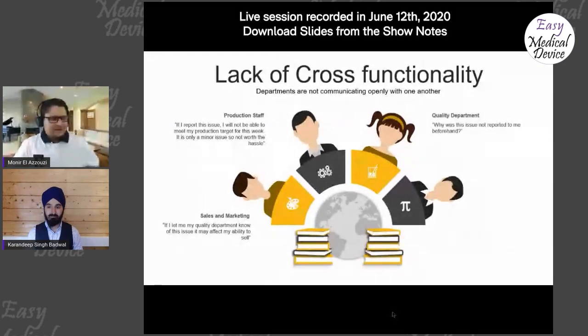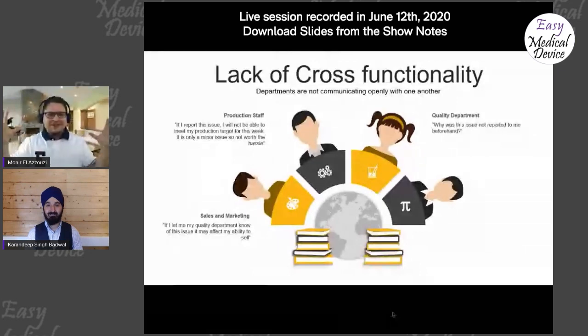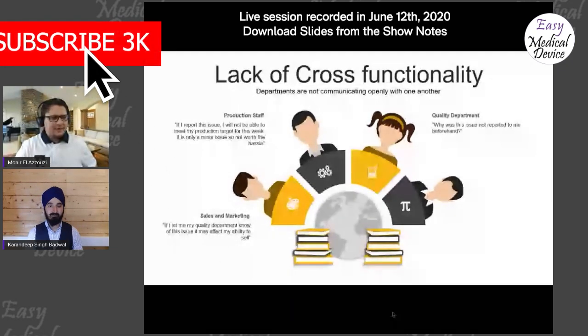Next one, quality department. Yeah, so that's me. The question that I always ask is, why was this not reported to me beforehand? If you saw this issue weeks and weeks ago, why are you telling me now when it's too late? Exactly. Sometimes they wait for the issue to grow bigger and bigger before really reporting it to everybody. So it's a problem for all the company, for you, for your team, for everybody. So be careful with that.